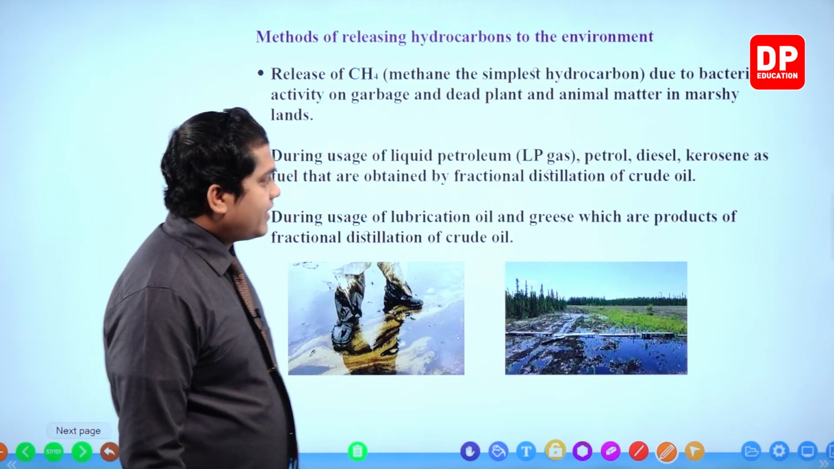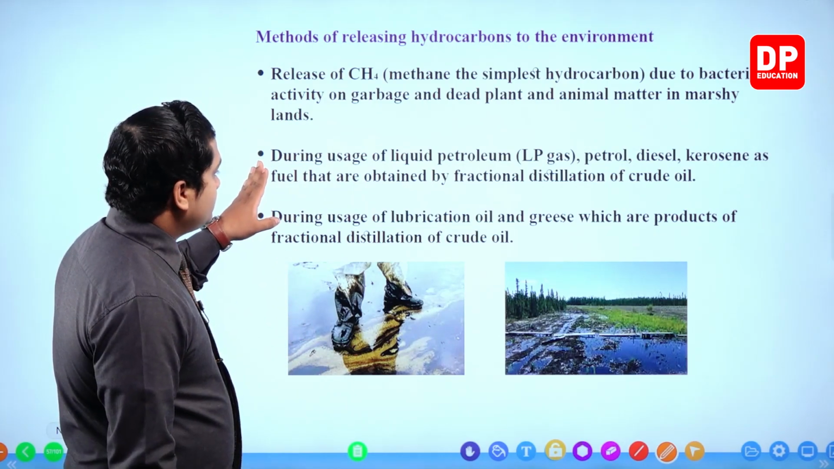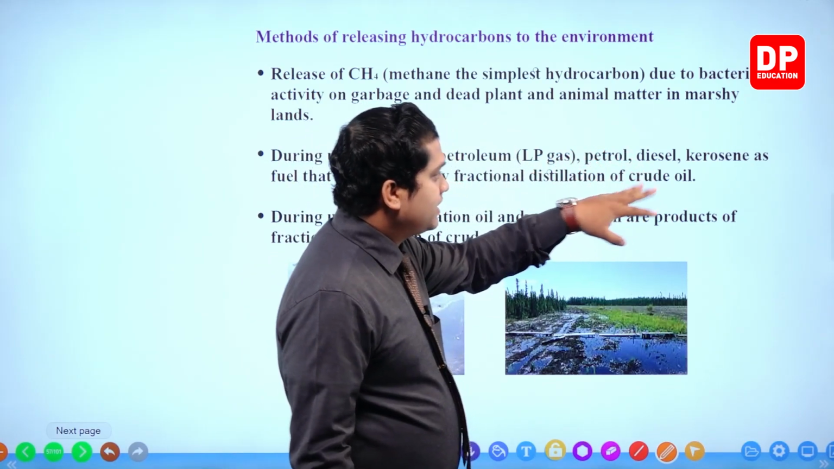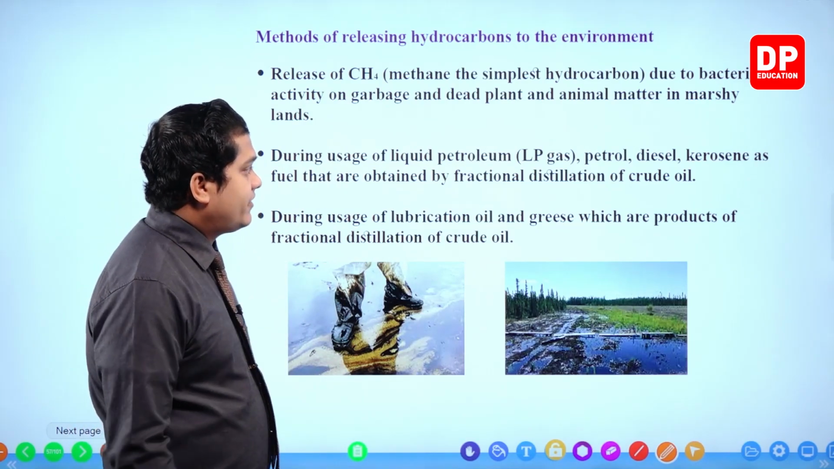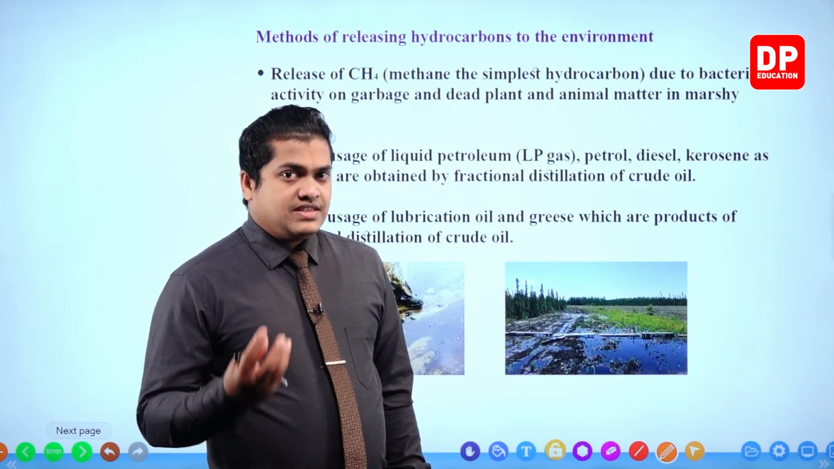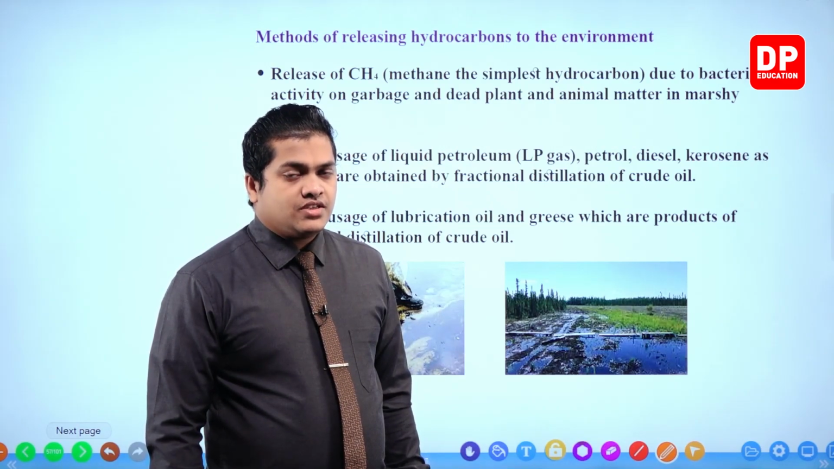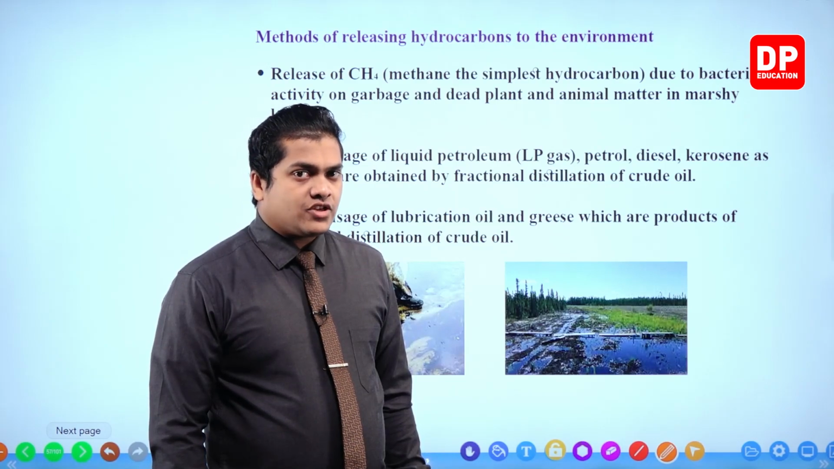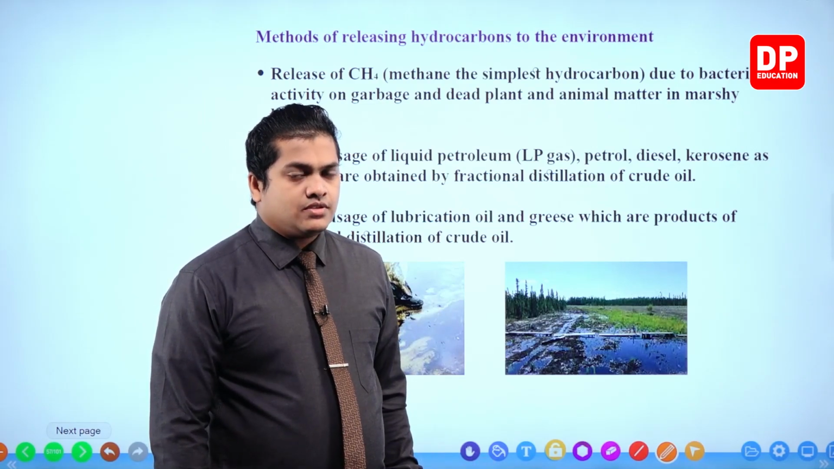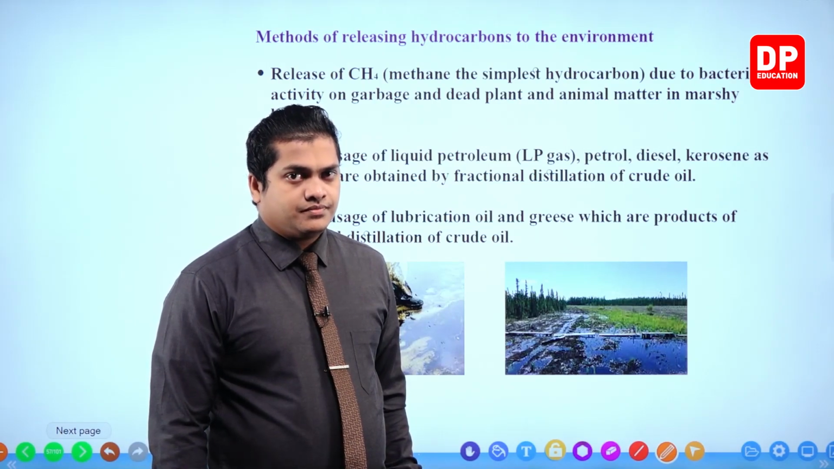that are obtained by fractional distillation of crude oil. So during usage of petroleum, that means LP gas, petrol, diesel, kerosene as fuels obtained by fractional distillation of crude oil. You know that we receive crude oil from the soil. This crude oil contains different kinds of hydrocarbons. Actually, it is a collection of hydrocarbons. Through fractional distillation, we separate these hydrocarbons and utilize them. So over there also, there is a possibility to release these hydrocarbons to the environment, right?